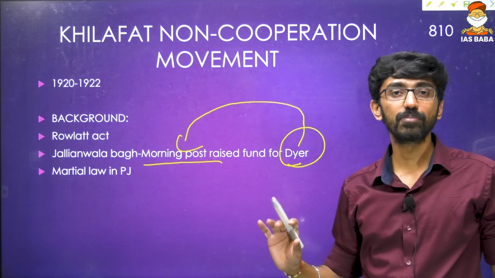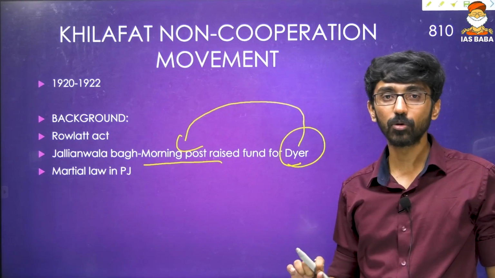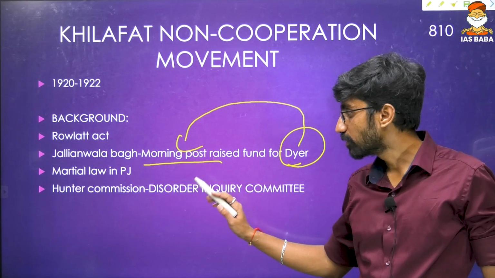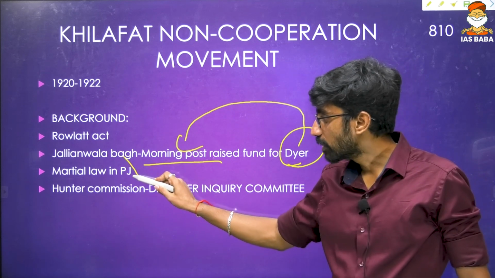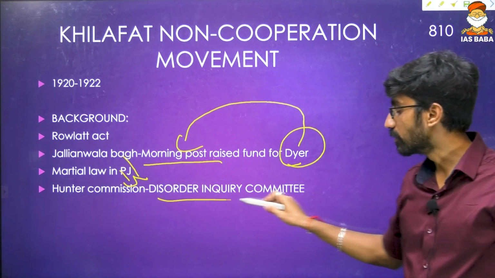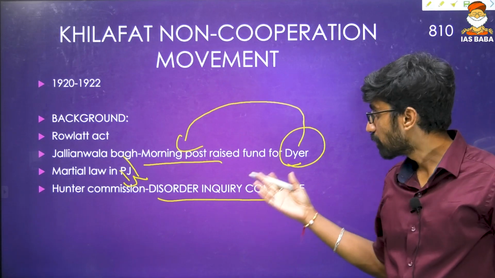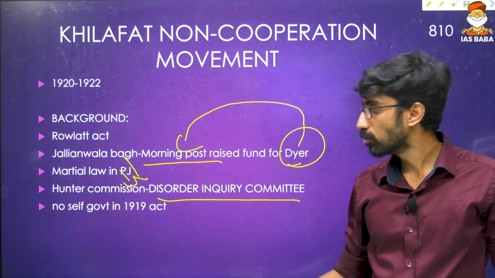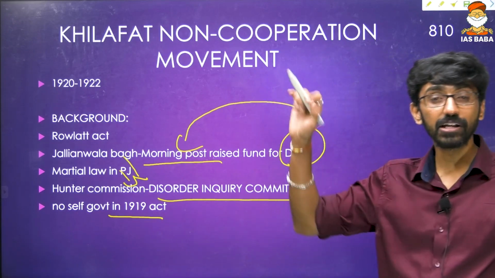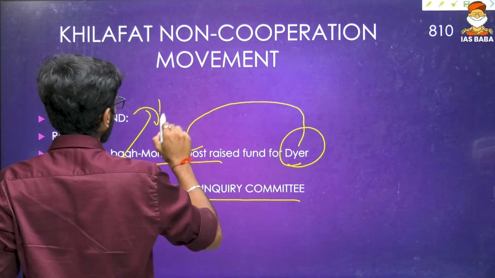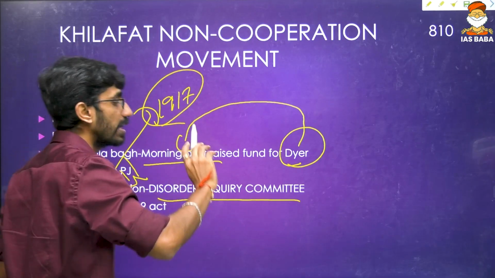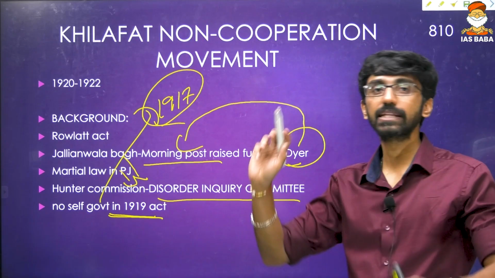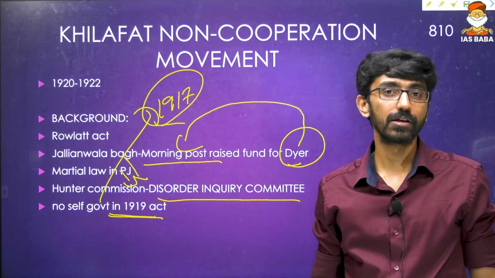And martial law was imposed in Punjab. That's military rule, not civilian government, and we know military rule is completely different from civilian rule. And the Hunter Commission was established to inquire about Jallianwala Bagh and martial law. It is also called the Disorders Inquiry Committee. But no punishment was recommended for Dyer by this committee. So Indian people were unhappy. And no self-government was promised in the 1917 August Declaration. Like I told you, that was Chelmsford. In the 1917 August Declaration, he promised that Indians would be given responsible government, and that responsible government was not given in the 1919 Act. Even moderates were unhappy.